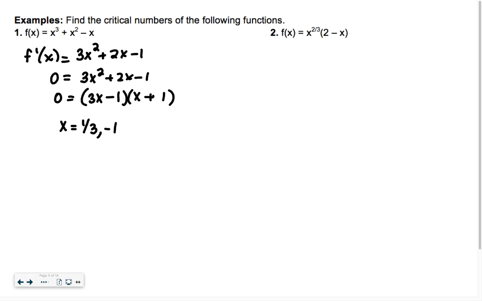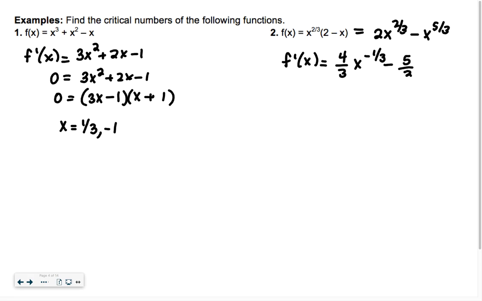Yep, okay, so this next one, to make this easier to take the derivative, I would multiply the x to the 2/3 in. So what do we get when we do x times x to the 2/3? Yeah, we get x to the 5/3, right? So I'm going to have 2x to the 2/3 minus x to the 5/3. And then I would take the derivative. Just seems easier than doing product rule. So I'm going to have f prime of x equals 4/3 x to the -1/3 minus 5/3 x to the 2/3. Yep.